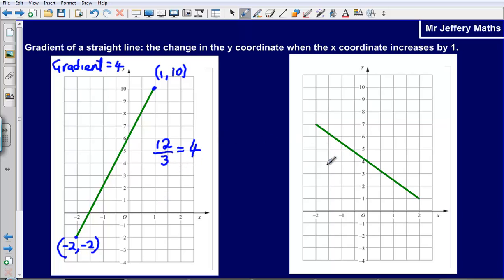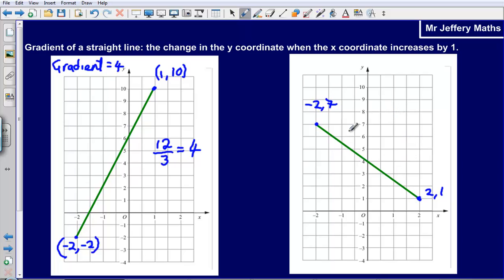So let's take a look at this example. Let's take 2 points. Say I'll have this point here, which is minus 2, 7. And then let's take another point, let's say down here. My other point is going to be 2, 1. Oh, not 2, minus 1. 2, 1. And so we can see here that the x coordinate is moving along by 4.